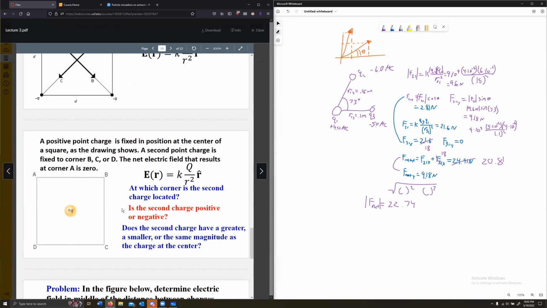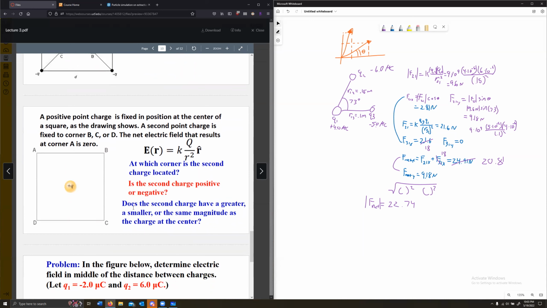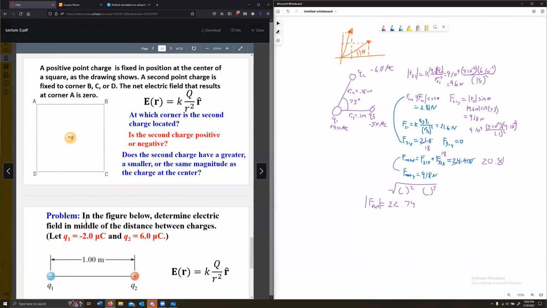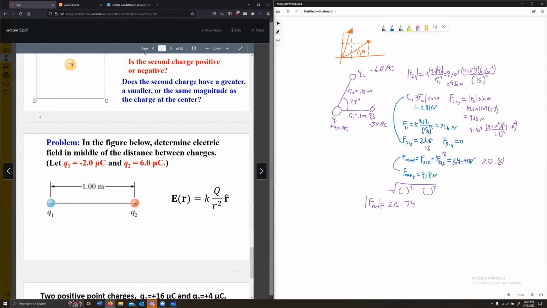A positive point charge is fixed in position at the center of the square. As the drawing shows, the second point charge is fixed at corner B, C, or D. The net electric field that results at corner A is 0. At which corner is the second charge located? Is the second charge positive or negative? Well, if we have charges at B, C, and D, yeah, A is 0. I don't think I understand the question.